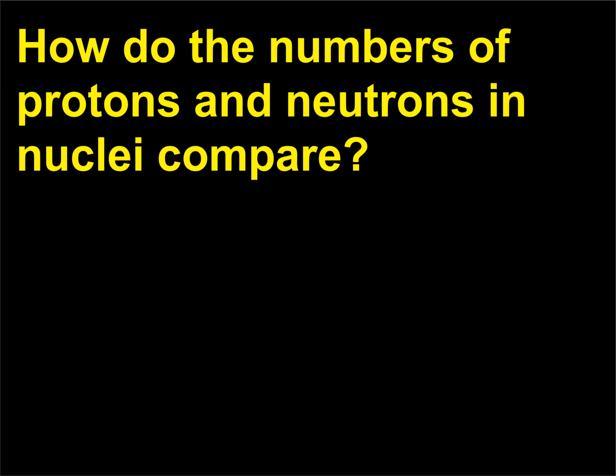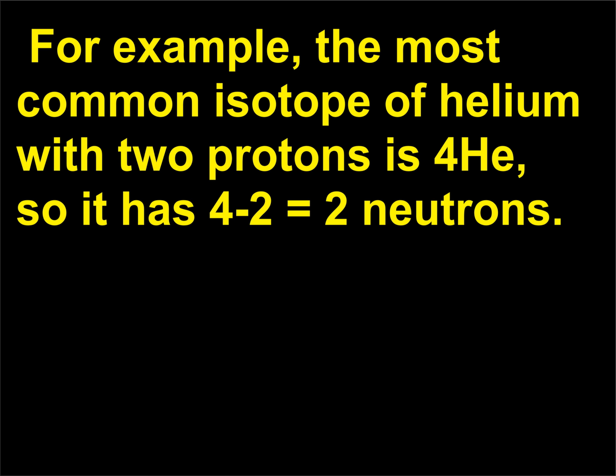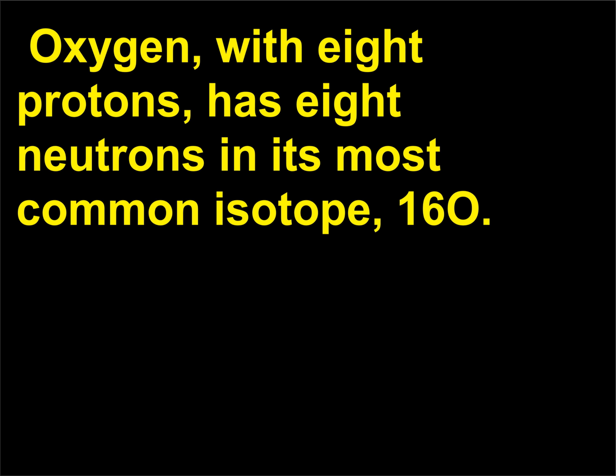How do the numbers of protons and neutrons in nuclei compare? For lighter elements, the number of protons and neutrons are approximately equal. For example, the most common isotope of helium with 2 protons is 4He, so it has 4 minus 2 equals 2 neutrons. Oxygen, with 8 protons, has 8 neutrons in its most common isotope, 16O.